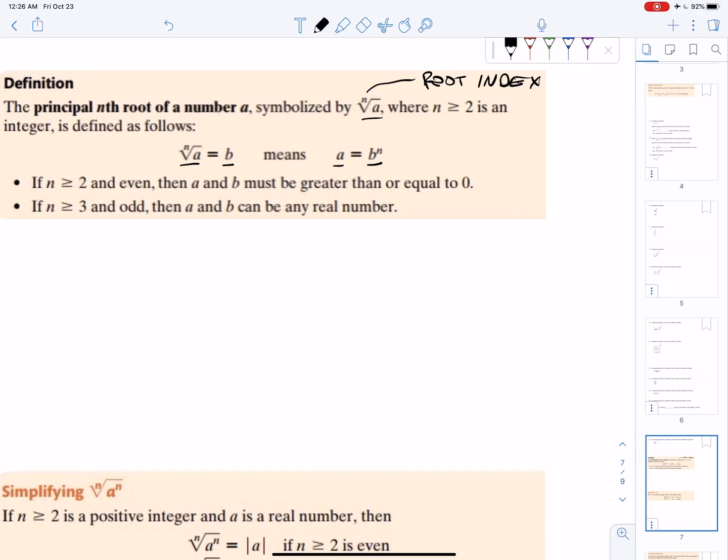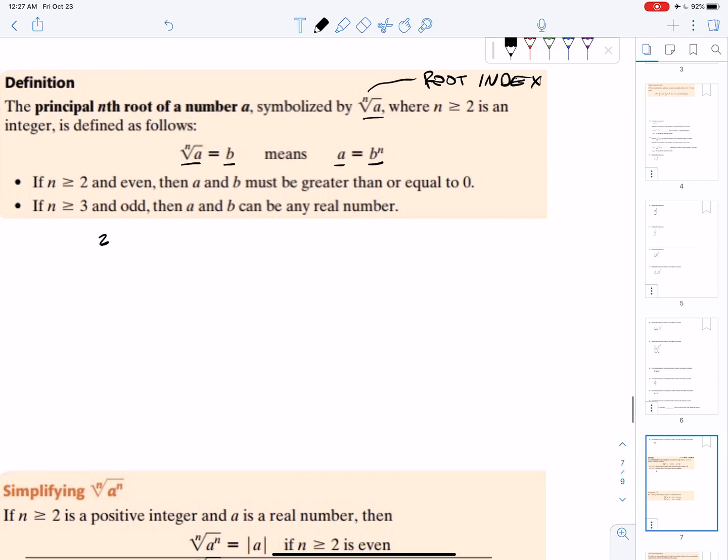So if I start off, let's say my root index is 2. Whenever the root index is 2, we don't put anything there. It's just assumed. That's why if you saw something like the square root of 25, you didn't have to put a little 2 for the root index. It's the most common, so we don't put anything there.